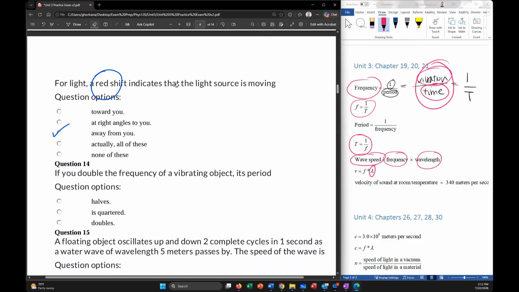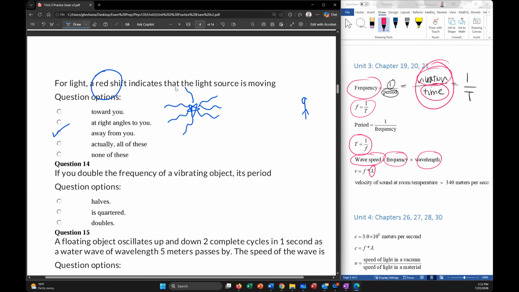Question 13 is the definition of redshift and blue shift. So we talked about the Doppler effect. We said that the Doppler effect happens when you have a mechanical wave or an electromagnetic wave. Light wave is a kind of electromagnetic wave. Let's say there is a star, and the star is radiating what? Light.